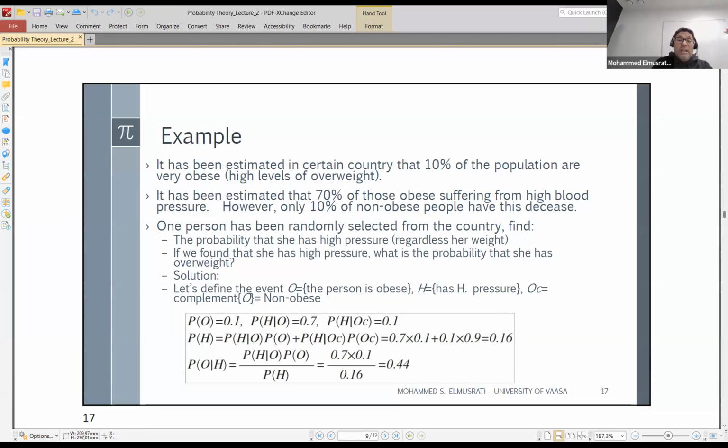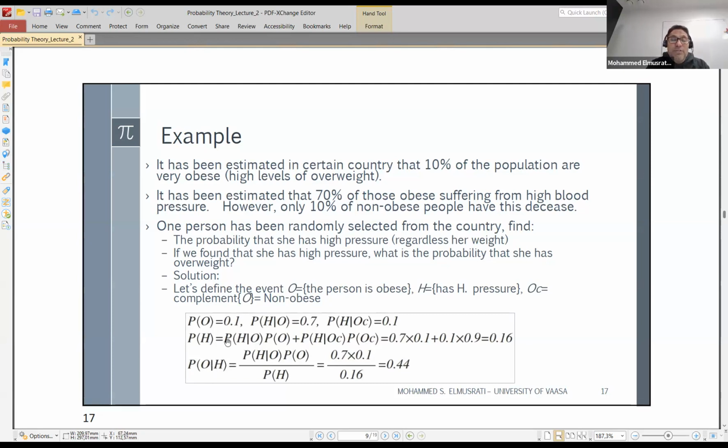The second requirement in the example is that if we test the pressure of this person and she has high pressure, what is the probability that she has overweight or she is obese? So now we apply the reverse. As you can see, here we have the probability of O given H. We have already the probability of H given O. Now we are looking for the probability of O given H.